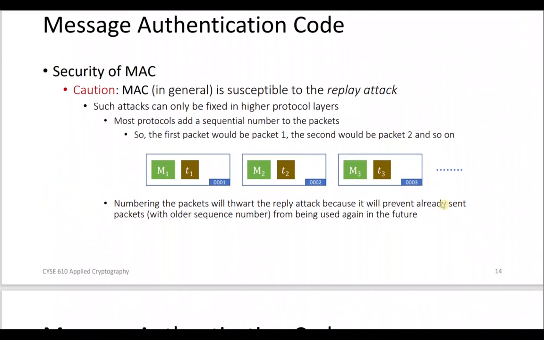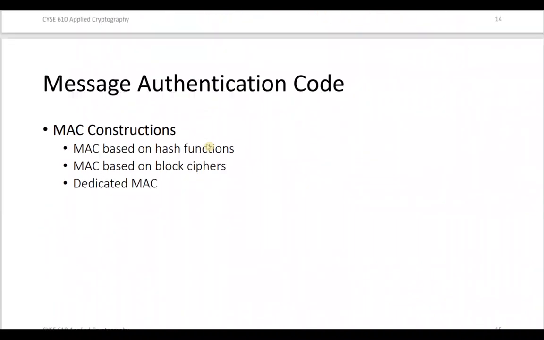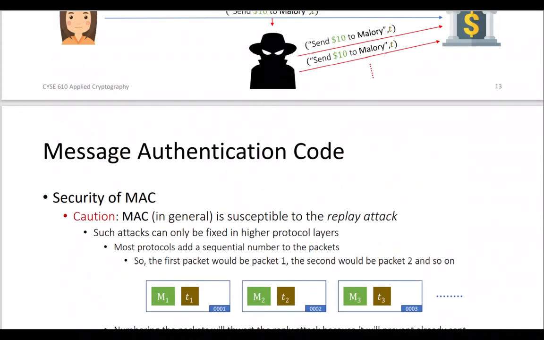In the networking layer, we can add a sequence number, and this will prevent replays. If he keeps replaying the message, it will give us a wrong sequence number. It means that this is a replay attack. So if Mallory sends this message twice, it will have a repeated sequence number and it will be discarded. Okay, this is the end of the lecture for message authentication.